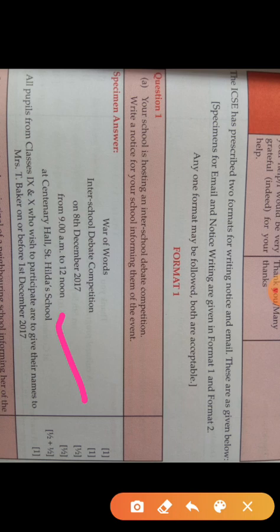And then venue. The next point is venue, and venue means the place where the program will be held, this inter-school debate competition. So at Century Hall, St. Hilda's School. Now see, venue will include 2 points. First is the hall or the stage where this program will be held. So it will be held in Century Hall. The name of the hall is given, it can be Century Hall, Rosary Hall, or any kind of hall number 1 or 2, anything you can write over here.